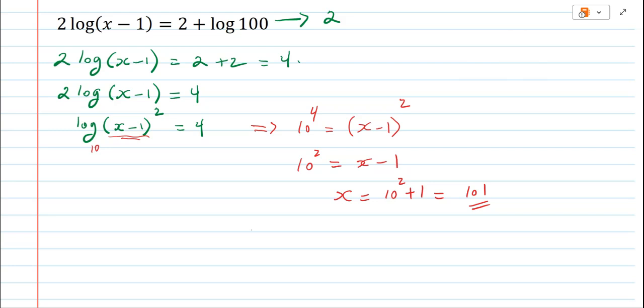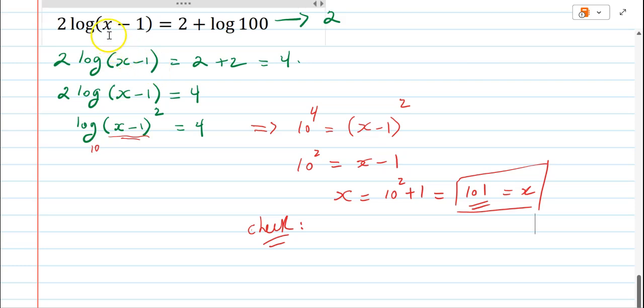Okay, now check your answer in the original equation. So we have to take this 101, x is 101. This is the value of x. Just making sure you know that. 101 is the value of x. We're going to take that and plug it back into the original equation for x in the log equation. And let's see if the left-hand side is equal to the right-hand side. Okay, so that's what we're going to do.